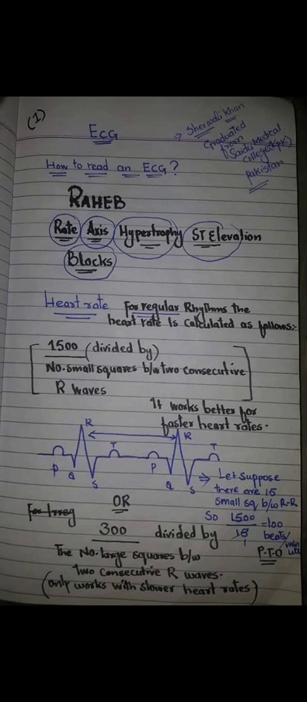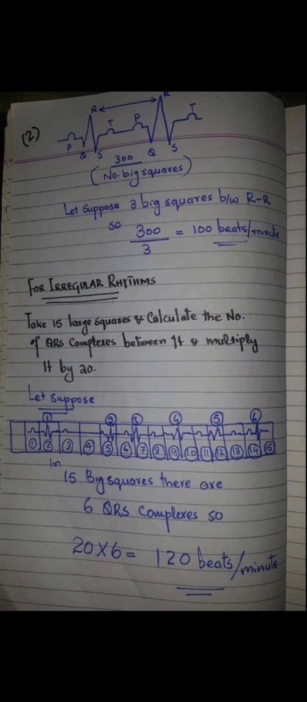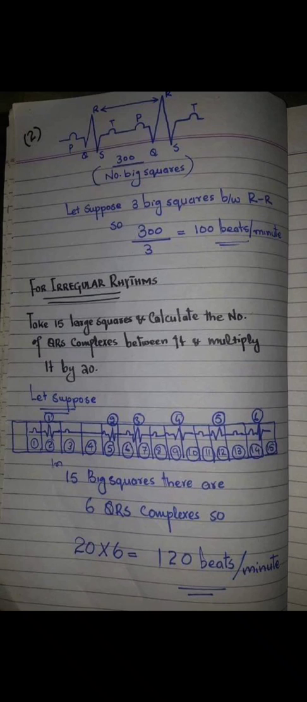Let's suppose there are 15 small squares between R waves, so divide 1500 by 15. Or divide 300 by the number of large squares between two consecutive R waves, and it will give us the heart rate. Suppose between two R waves there are 3 big squares, so divide 300 by 3, and the heart rate will come out as 100.